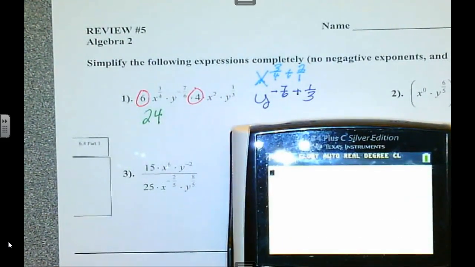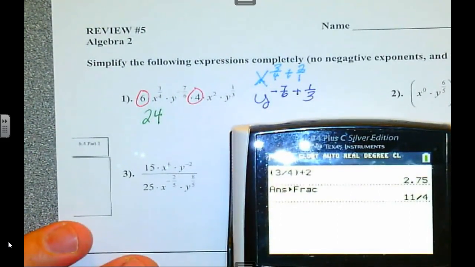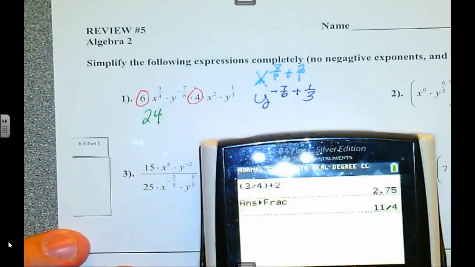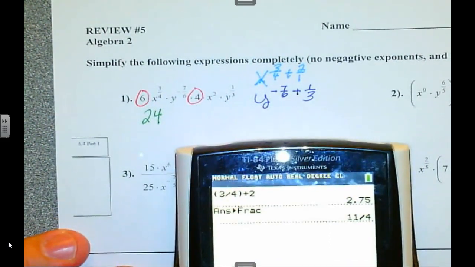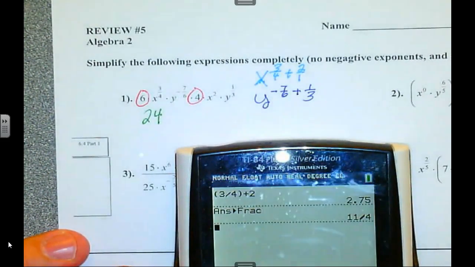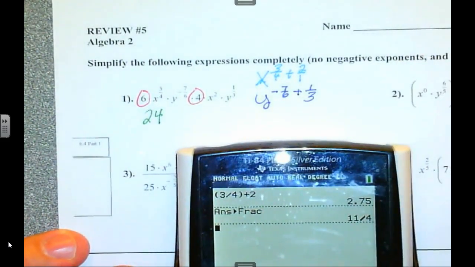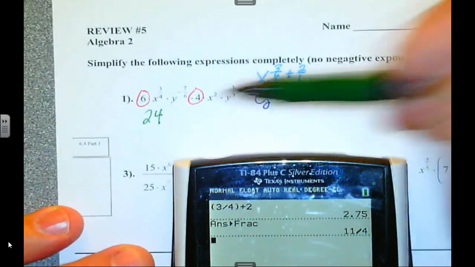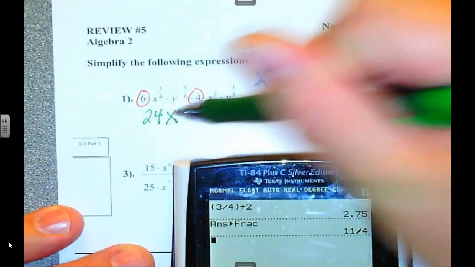Okay, so x's, I've got 3/4 plus 2. I get 2.75. If I hit math, enter, enter, you have to have fractions with this. So my x, number 1, I have x, and I have a positive 11/4.